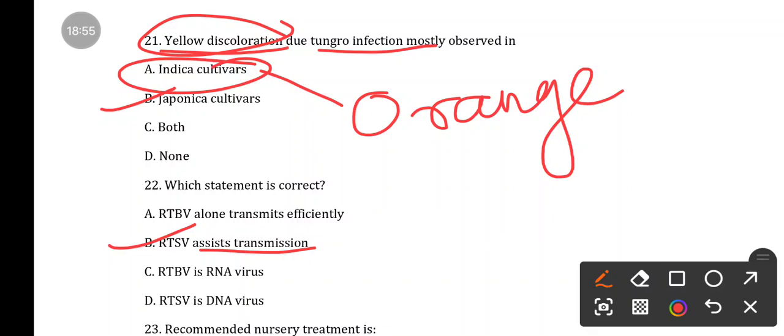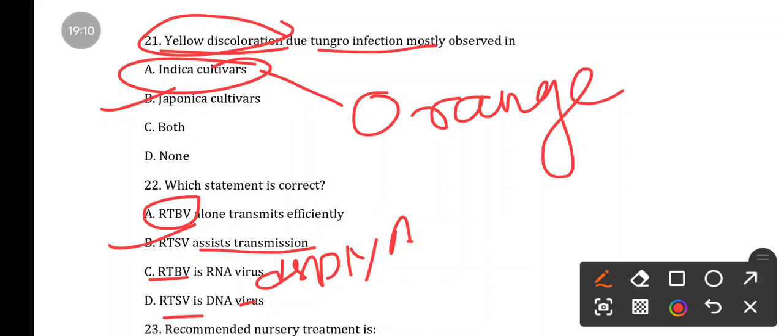Everything I have already discussed. I don't think I will need to explain any of the options, because RTBV alone can't transmit because it needs the RTSV, and RTBV is a DNA virus, double stranded DNA. And RTSV is not DNA, it's a single stranded RNA virus.